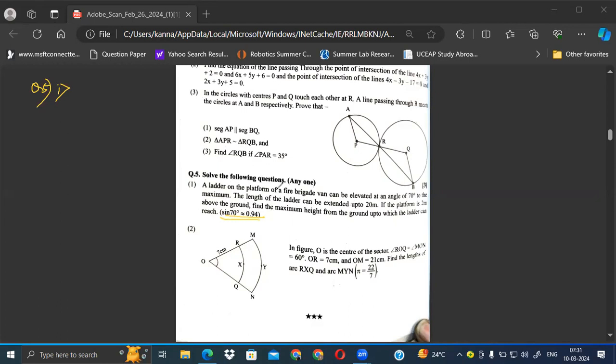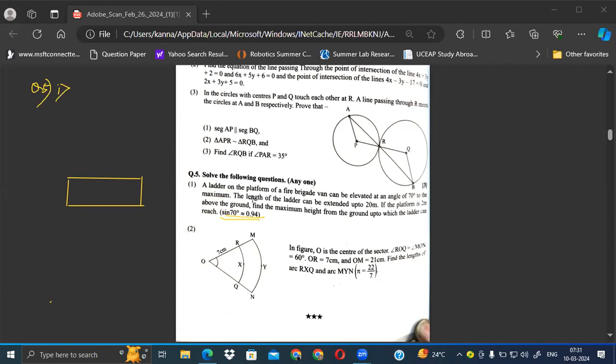Anyhow, children, I have to put it in the form of a right angle triangle. So a ladder on the platform of a fire brigade. So this is my fire brigade. Let me try to understand this. This is my fire brigade. Now this is a platform of the fire brigade.